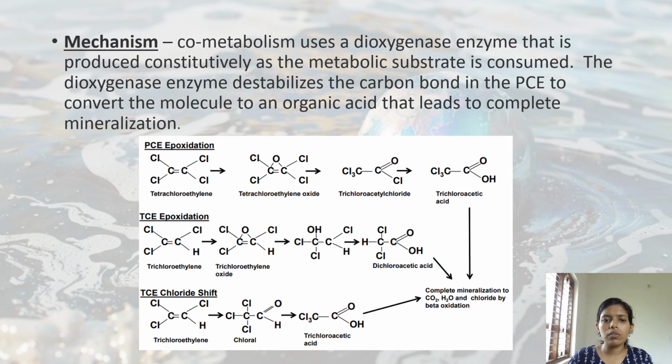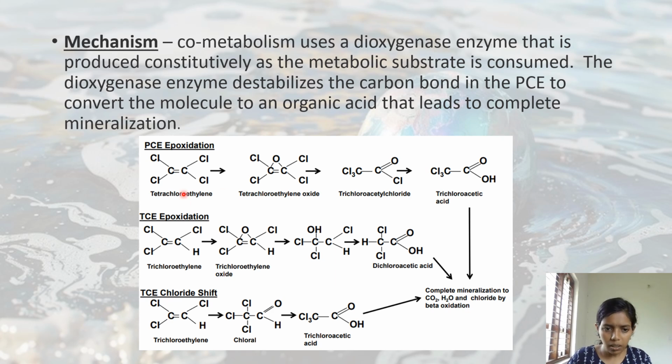Now we can look into the mechanism of degradation of perchloroethylene. In this co-metabolism, it uses a dioxygenase enzyme that is produced constitutively as the metabolic substrate is consumed. As the substrate is consumed, this dioxygenase enzyme is produced constitutively. It destabilizes the carbon bond in the perchloroethylene to convert it into an organic acid, which can be further degraded into carbon dioxide and water.